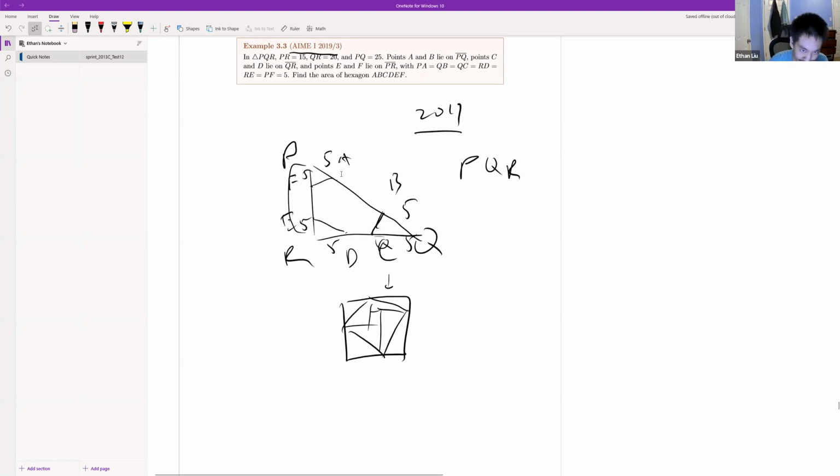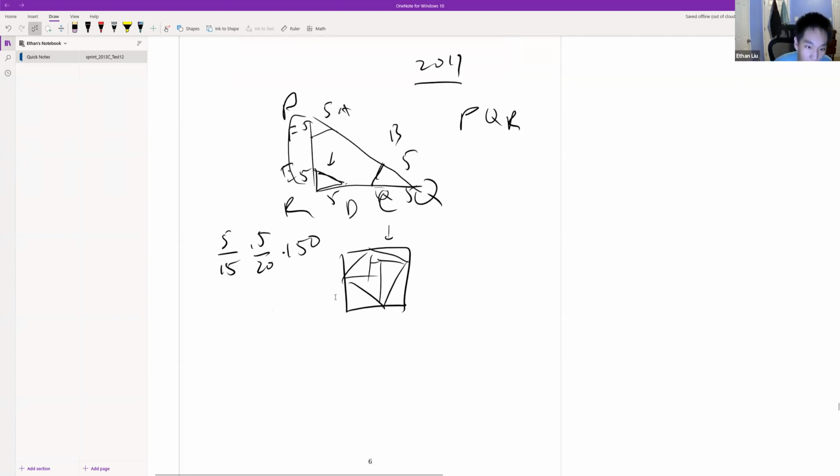We're going to use the same ratios thing. So what is the area of one of these small things? Well, let's do this one first. The area of this small thing is 5 over 15 times 5 over 20 times the area of the big one, right? The area of the big one is this 150, as we said. And so the area of this small one is that much, quote unquote, percent of the area of the original. And this is 1/12 of the whole thing.